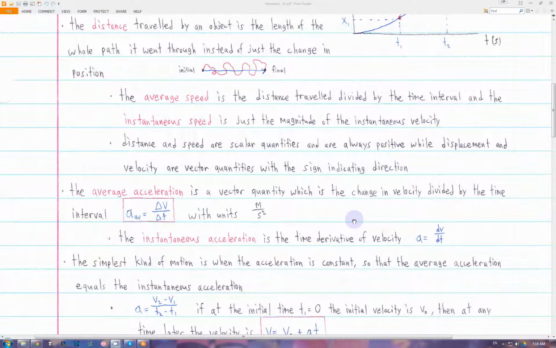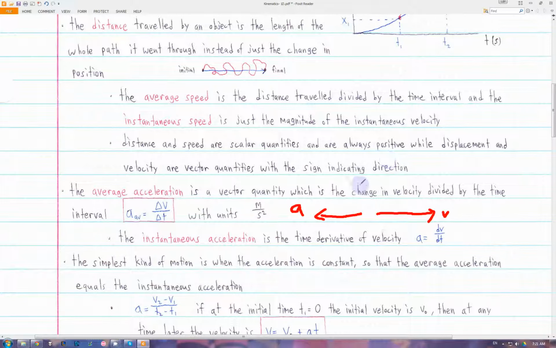So lastly, we have the average acceleration, which is another vector quantity, and it's defined as the change in velocity divided by the change in time. And the units would be meters per second squared. And we also have the instantaneous acceleration, which is the acceleration at a single instant in time. And so that's going to be the derivative of velocity with respect to time.